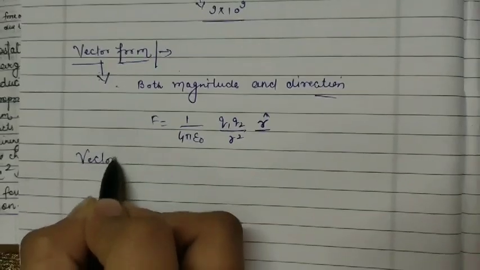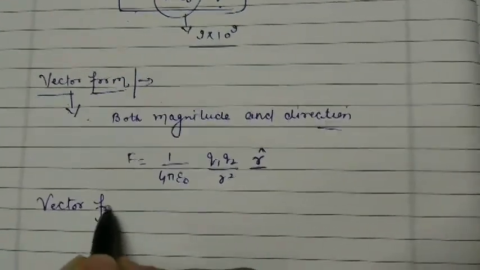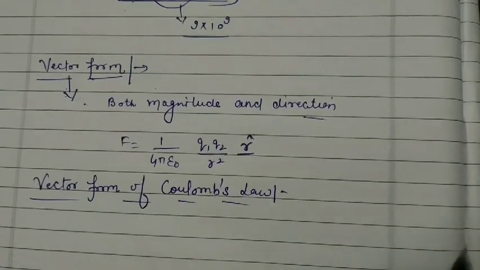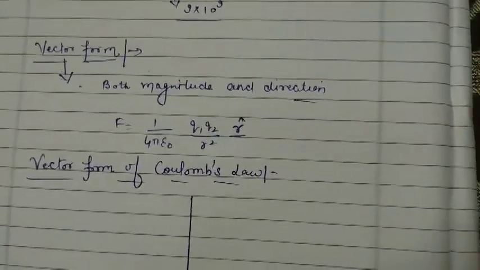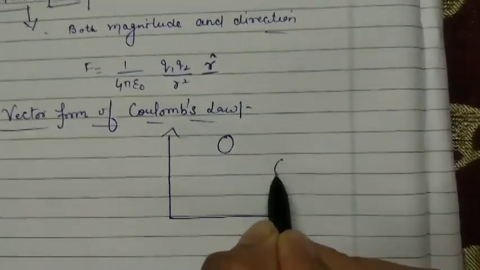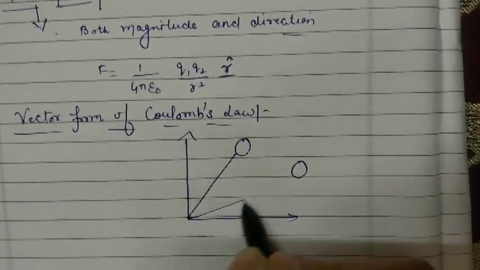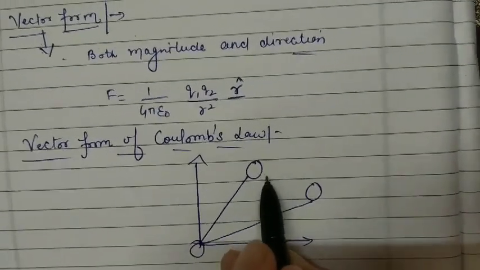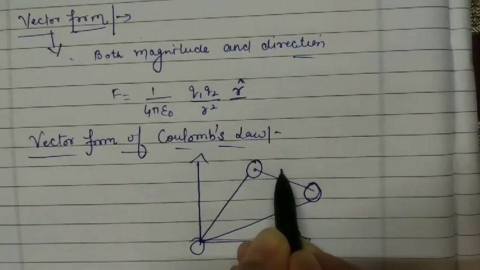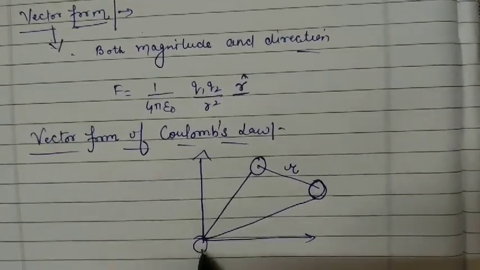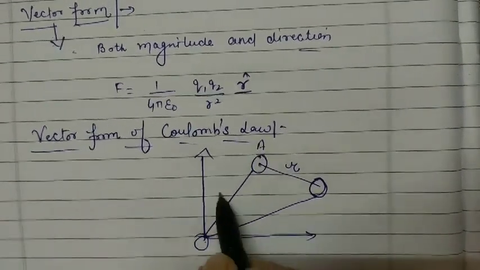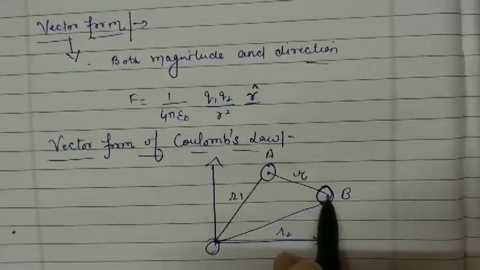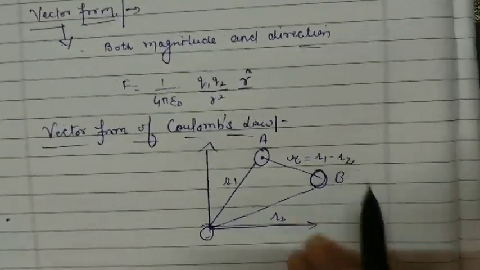So, Coulomb's law in vector form. Firstly, suppose there are two charges Q1 and Q2 separated by a distance from origin O, and the distance between the two charges is R. The distance from origin to the first charge A is R1 and to the second charge is R2, and the distance between them R is equal to R1 minus R2.